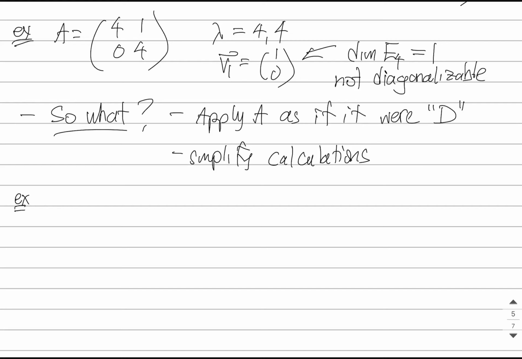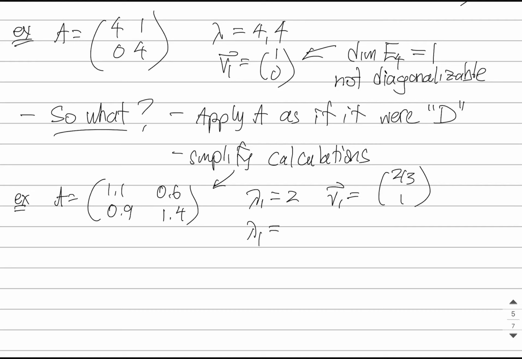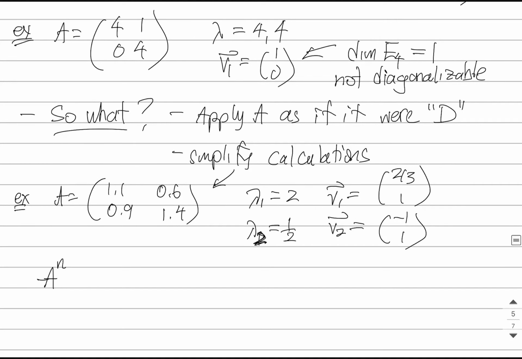As a simple example, let's say I give you a matrix like this. So let's say I have 1.1, 0.9, 0.6, 1.4. I can show that, yes, there's an eigenvalue of 2 and an eigenvector of 2/3 and 1. There's another eigenvalue of 1/2, and its eigenvector would be -1 and 1. I would like to know, let's say, A to the power of n, because I'm looking ahead to dynamical systems, and that's what we're going to talk about in the future.